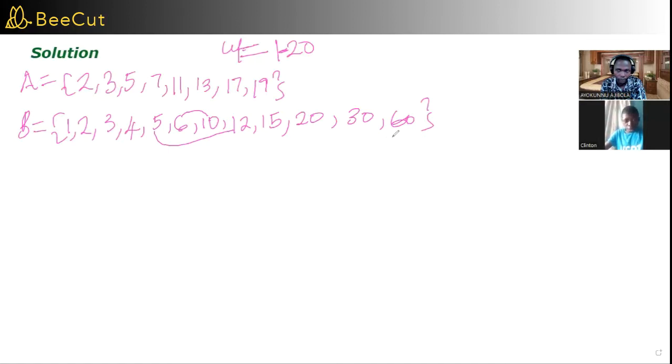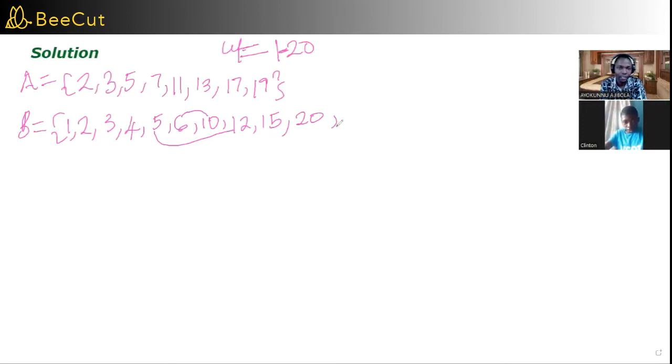Well, you say from 1 to 20. Oh, I've jumped to 30 and whatever. So let's assume you want to list all the factors of 60. It will include 30 and 60. Is that taken? But right now, we don't need that because our universal is 1 to 20.